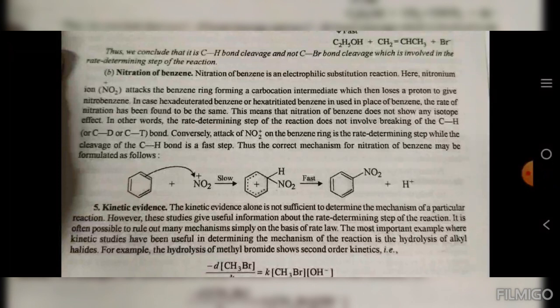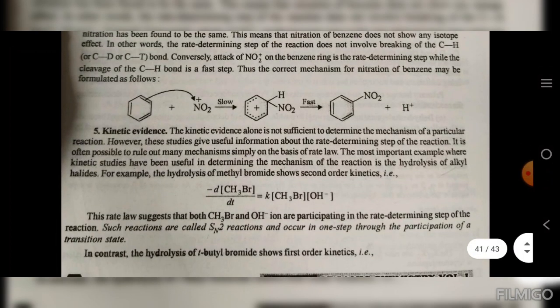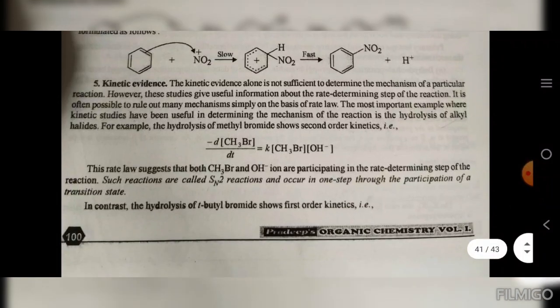Conventionally, attack of NO2+ on the benzene ring is the rate determining step while the cleavage of the C-H bond is a fast step. Thus, the correct mechanism for nitration of benzene may be formulated as follows.